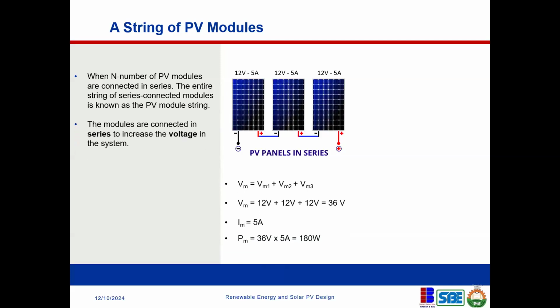Now, the modules are connected in series to increase the voltage. Remember when we were talking about the battery, and I told you that if you have two batteries of 12 volts and you want to achieve a 24-volt system, you need to connect two in series to achieve a 24-volt battery system. The same thing is applicable to PV systems.